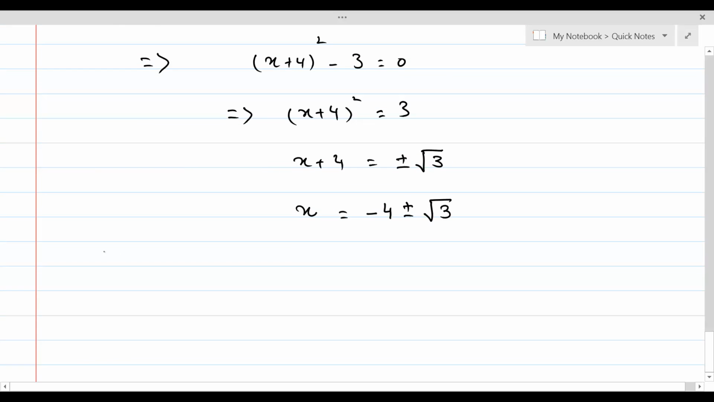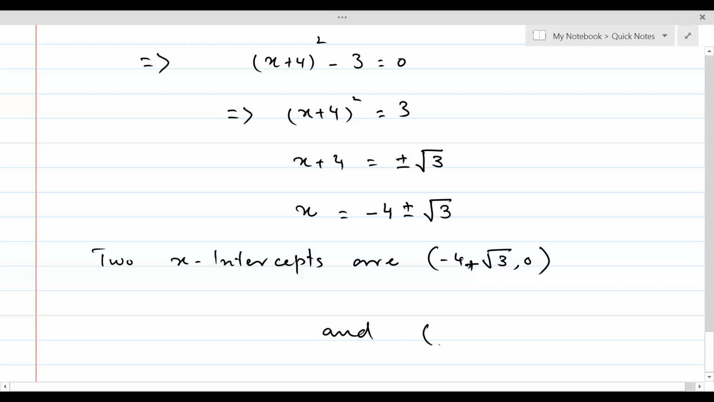So the x-intercepts are (-4 plus root 3, 0) and (-4 minus root 3, 0).